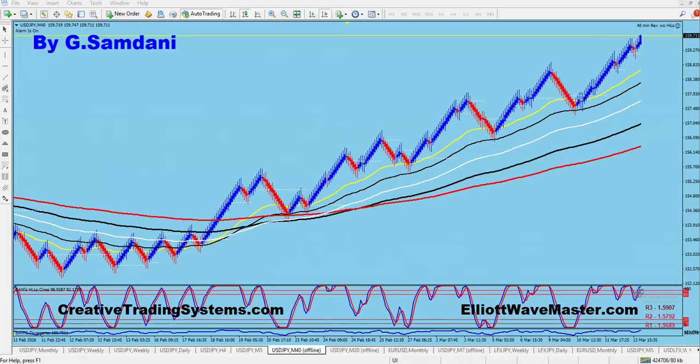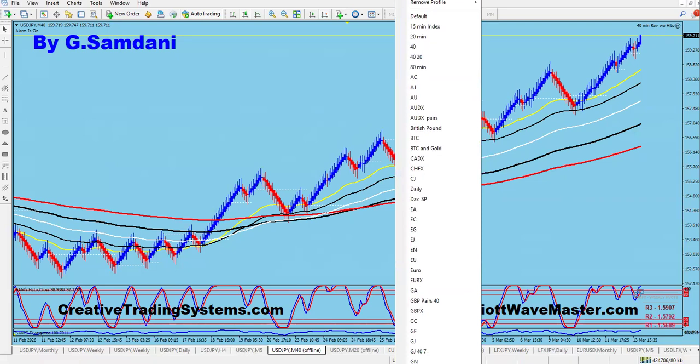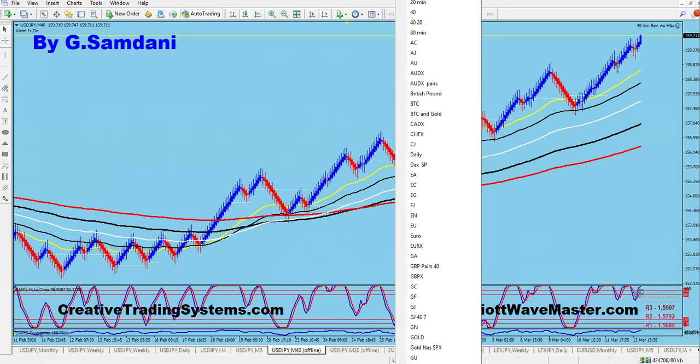So USD yen, got it. Now let's go take a look at the USD CAD. USD CAD. Where the heck is the USD? Oh, all the way at the bottom.